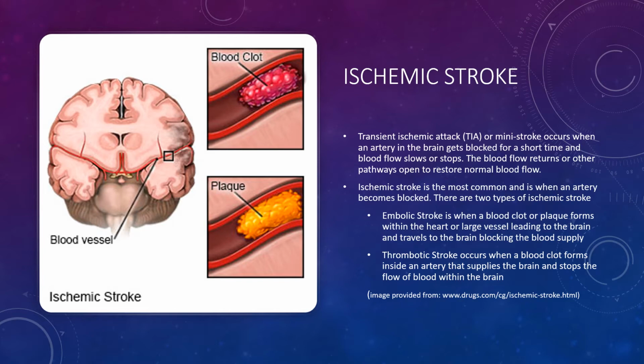Ischemic stroke is the most common and is when an artery becomes blocked, and there are two types of ischemic strokes. An embolic stroke is when a blood clot or plaque forms within the heart or large vessel leading to the brain and travels to the brain, blocking the blood supply. Thrombotic stroke occurs when a blood clot forms inside an artery that supplies the brain and stops the blood flow within the brain. Noted to the left is a picture of both to show you what they look like.